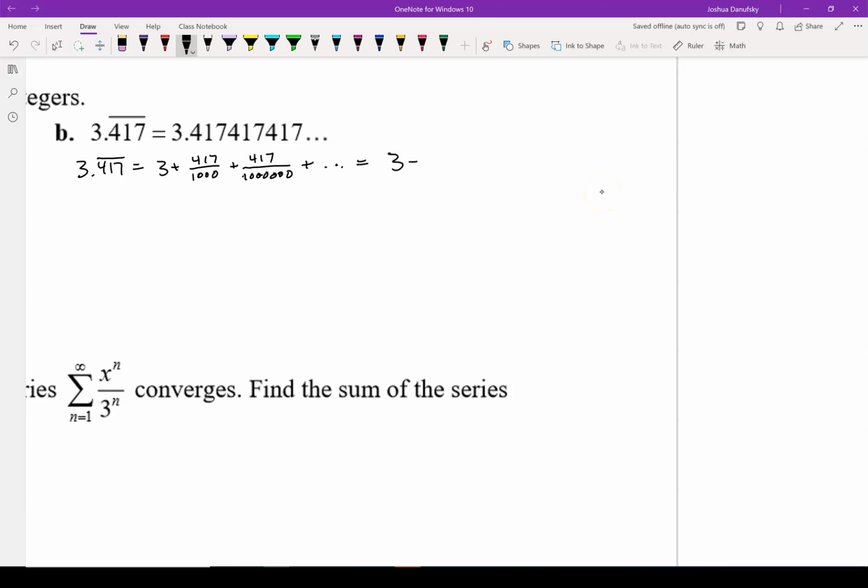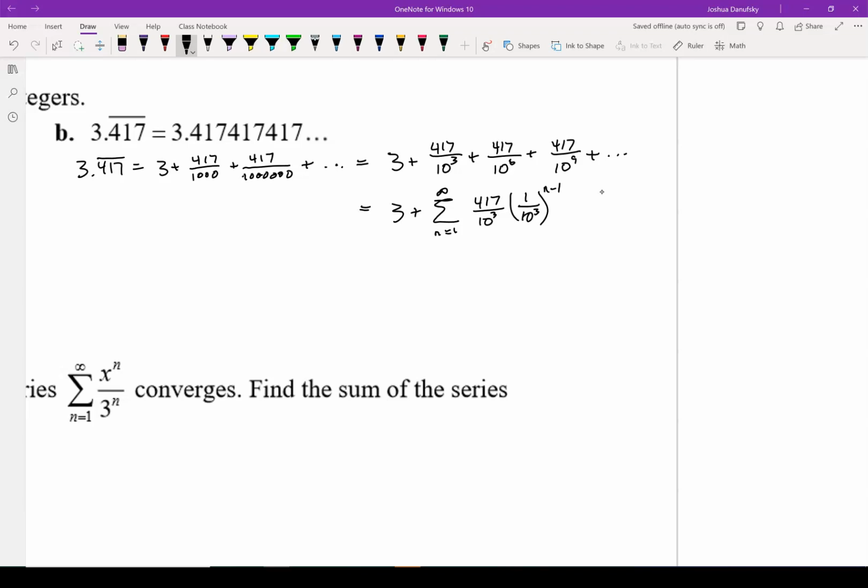This can be rewritten as 3 plus 417 over 10 to the third plus 417 over 10 to the sixth plus 417 over 10 to the ninth, etc. Now, we can write this as 3 plus the geometric series, n equals 1 to infinity, of the first term times 1 over, in this case, 10 to the third, because we're going to add these exponents to get 10 to the sixth, and then add again to get to 10 to the ninth, etc. And here we'll have n minus 1.